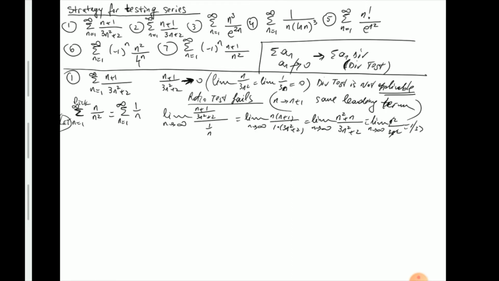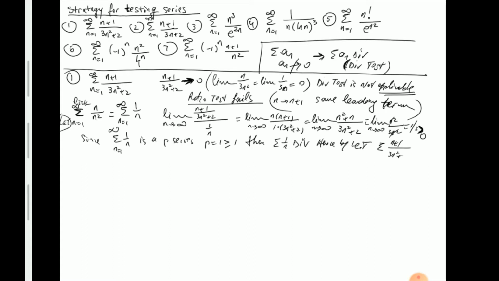And because 1 over 3 is a positive number, and you have to write this down like that, you have to write 1 over 3 greater than 0 to indicate to me or to the grader that you're aware of what the limit comparison test states. And it states that if the limit is positive, then both series converge or diverge. And since the summation of 1 over n is a p-series with p equals 1, which is greater than or equal to 1, then summation of 1 over n diverges. Hence, by the limit comparison test, summation of n plus 1 over 3n squared plus 2 diverges.